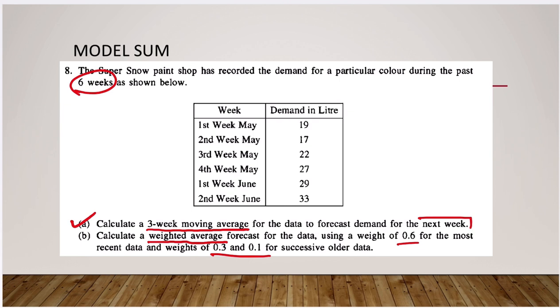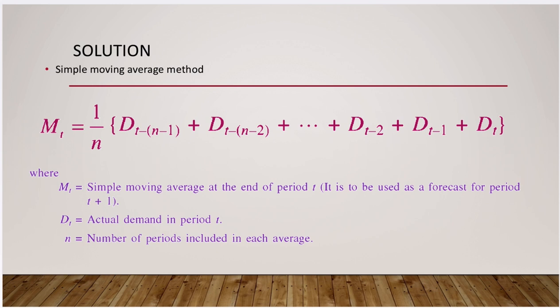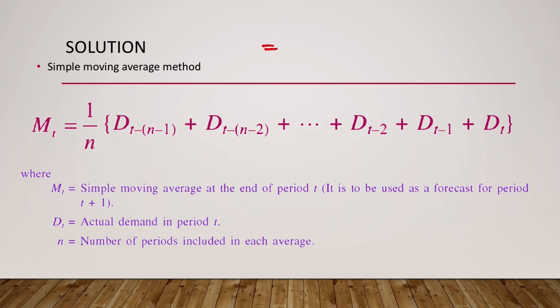So, observe the data: 1 week demand, 2 week demand, 3, 4, and the first week of June and second week of June, the data is given. To simplify, I will just display the formula. So, how are we calculating the moving average? We take the sum of all the demand divided by the number we have accounted. In this case, for an average, we will account 3-week data. So, n is 3.